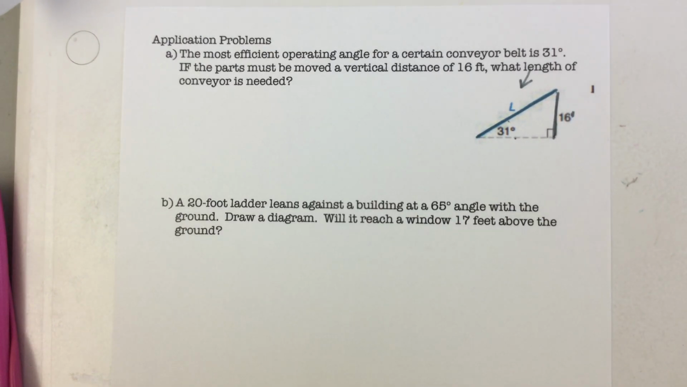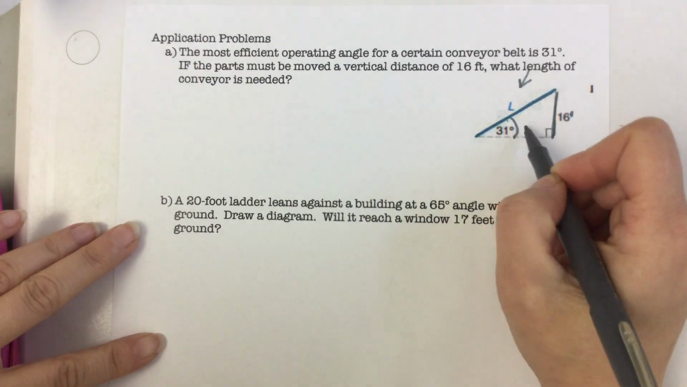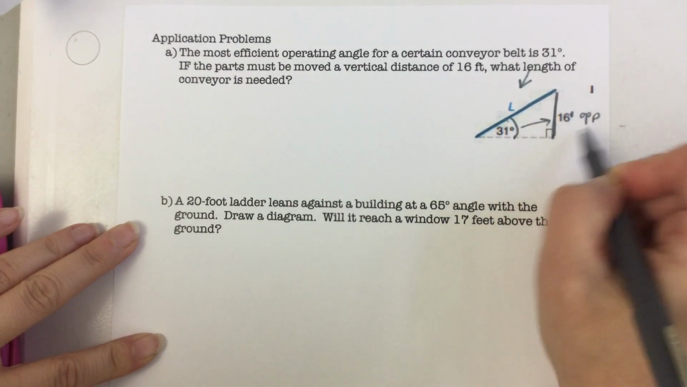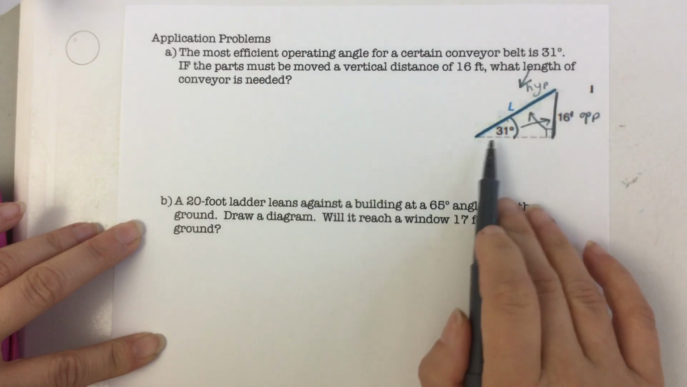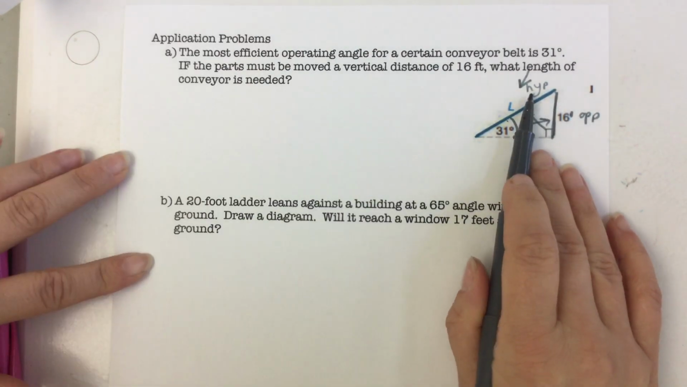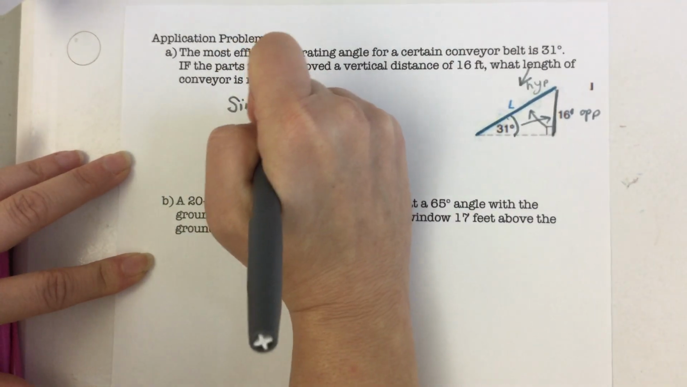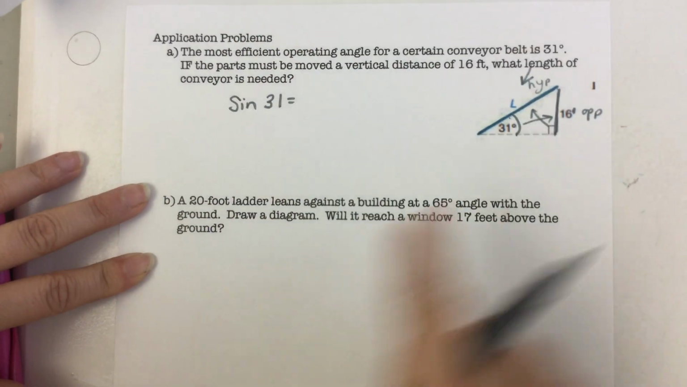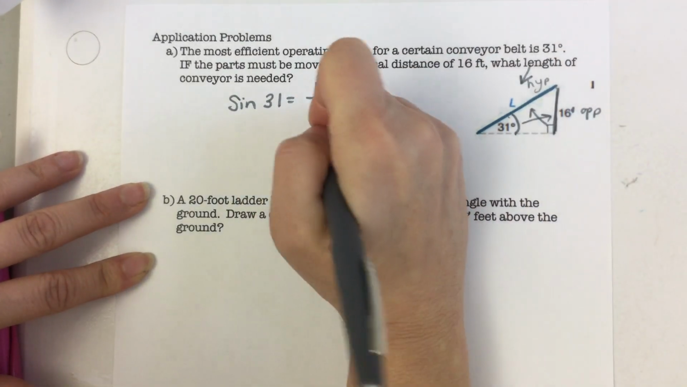So we have to use trigonometry here. I can't use the Pythagorean theorem because I don't know two sides. I know an angle and one side. So I know the opposite. I'm looking for the hypotenuse. The trig function that is opposite and hypotenuse is the sine. The sine of the angle, and we know the angle is 31. So the sine equals the opposite, 16, over the hypotenuse, which is L.